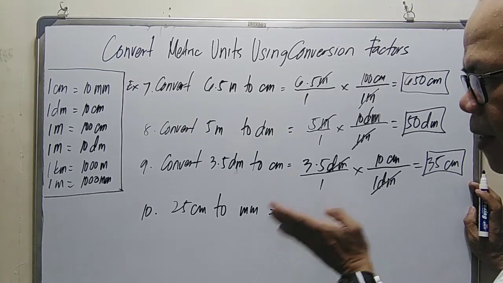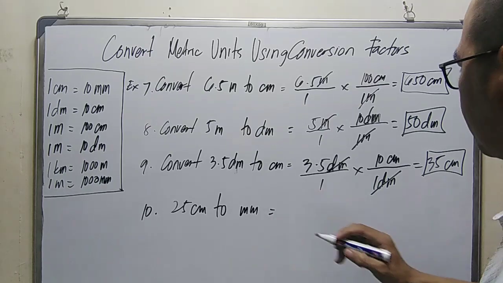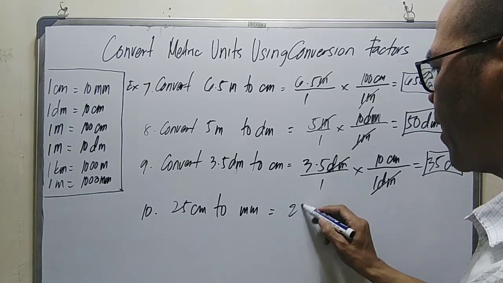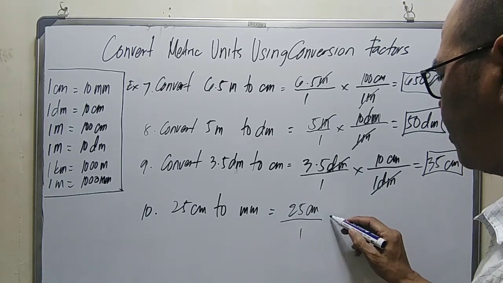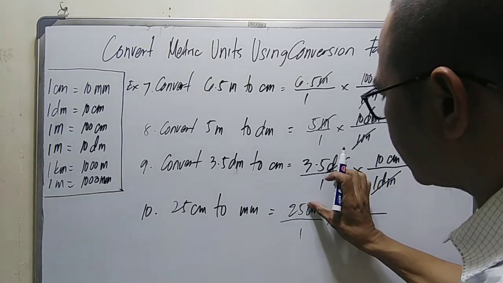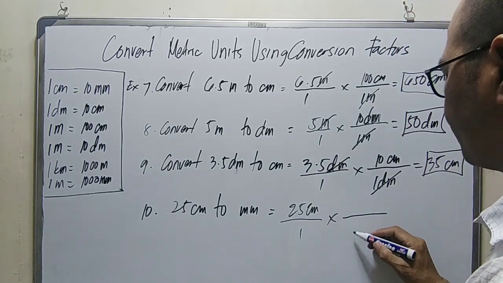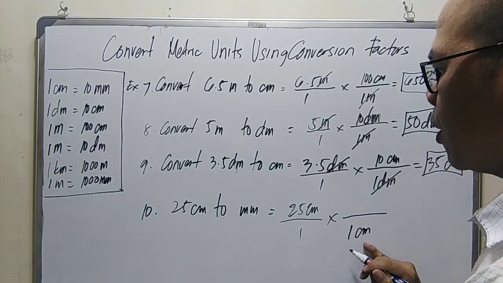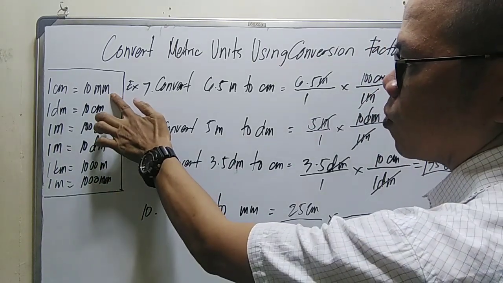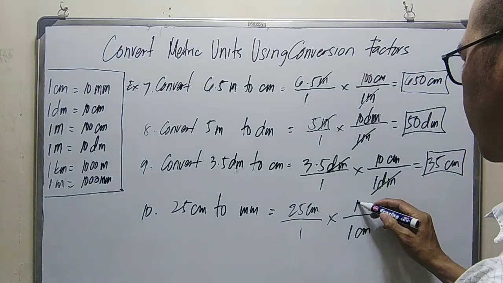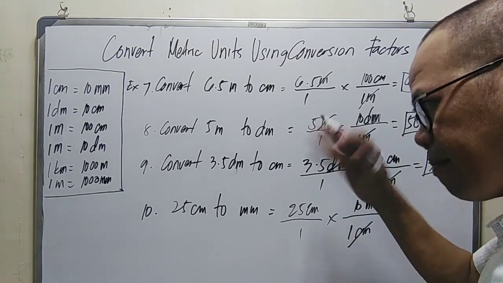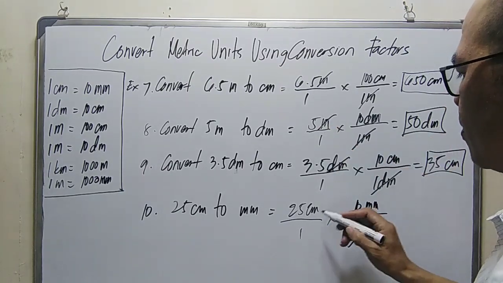Okay? So, number 10, our last example, 25 centimeters to millimeters. So, 25 centimeters over 1 times cm ang ating ilagay sa denominator. C yan ha, C. Centimeters. 1 centimeter, that is equal to how many millimeters? 1 centimeter is equal to 10 millimeters. Nakuha? So, i-cancel natin yan. Kahit baliktarin mo pa yan, basta alam mo yung rules, kuha mo yan.